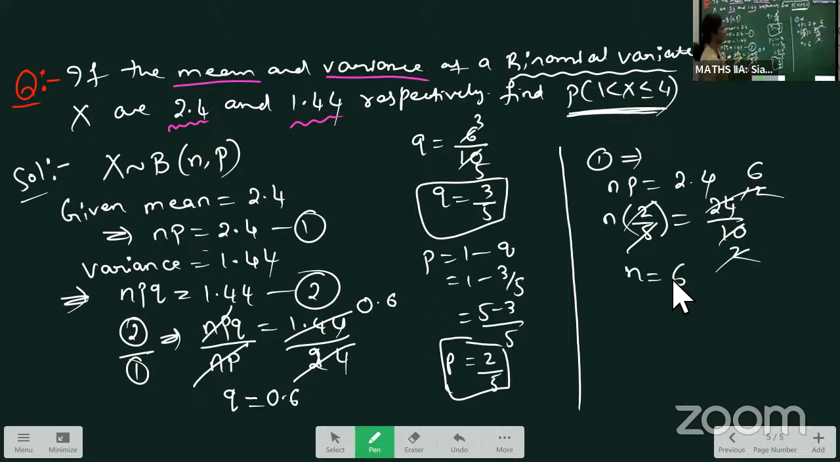By keeping these values in mind, we have to find out the given value. What value do we have to find out? P of 1 less than X less than or equal to 4. We want to find out P of 1 less than X less than or equal to 4.